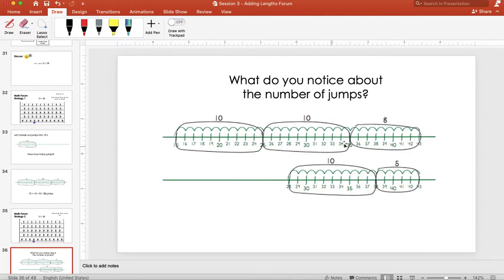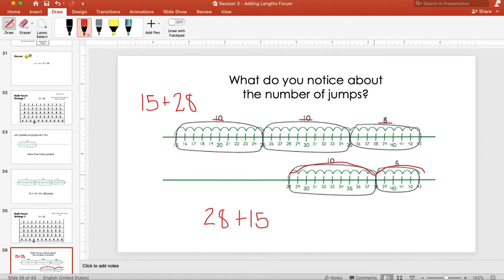So let's look at this. This number line up top is where we started with 15, and then we added 28. I had to add 10, and then 10 more, and then 8. Whereas on the bottom, I started at my larger number, which is 28, and then I added 15, which then I only had to jump 1 ten and then 5.